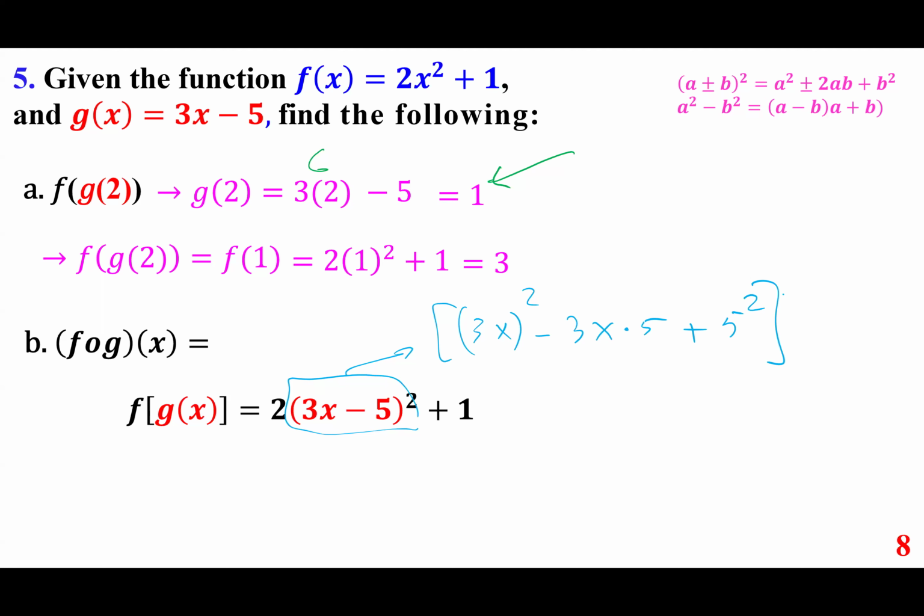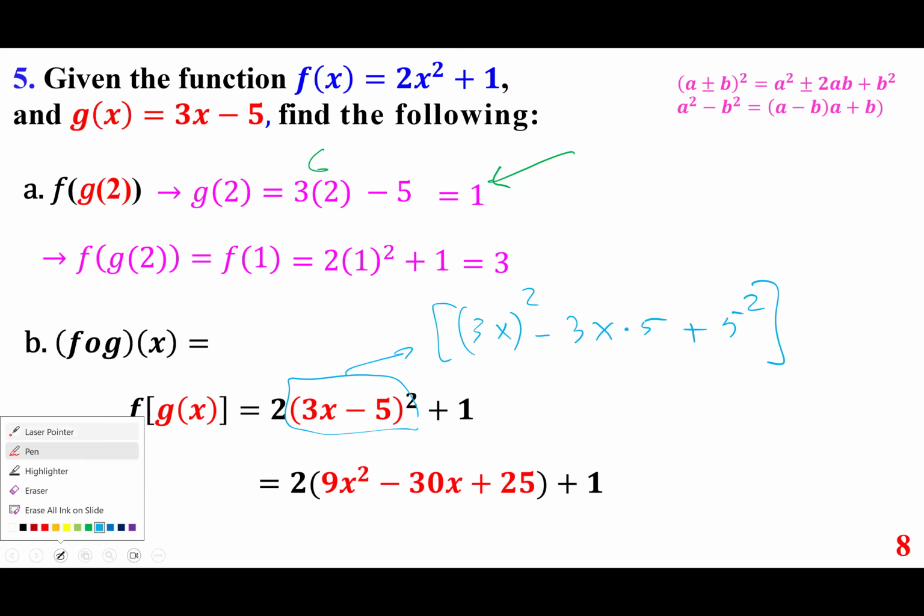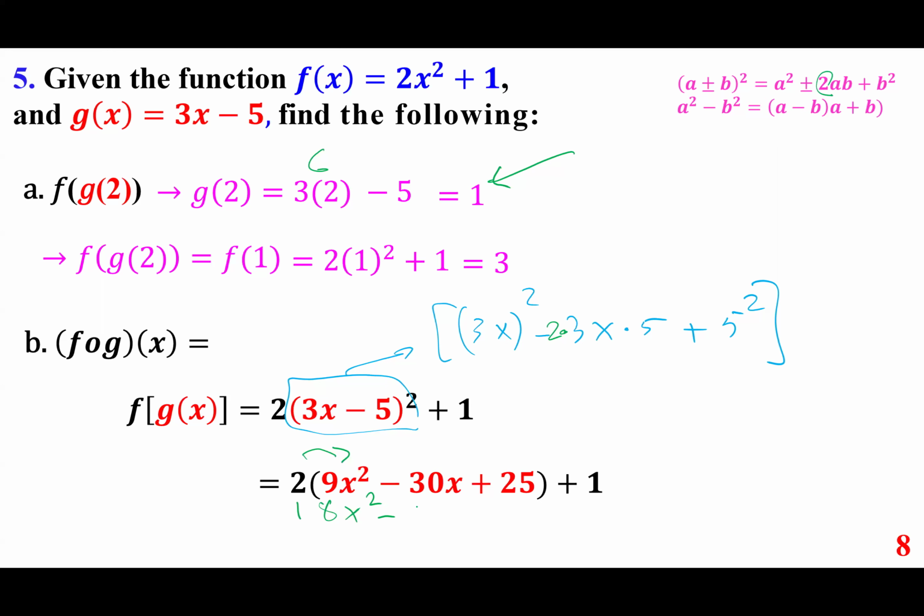That's what you get. And so this is 9x squared. This is minus 2 times, I meant 2 times 3x times 5. And that 6x times 5 is 30x with a negative in front plus 25. You distribute the 2. 18x squared minus 60x plus 50. You add the 1, you get 51.